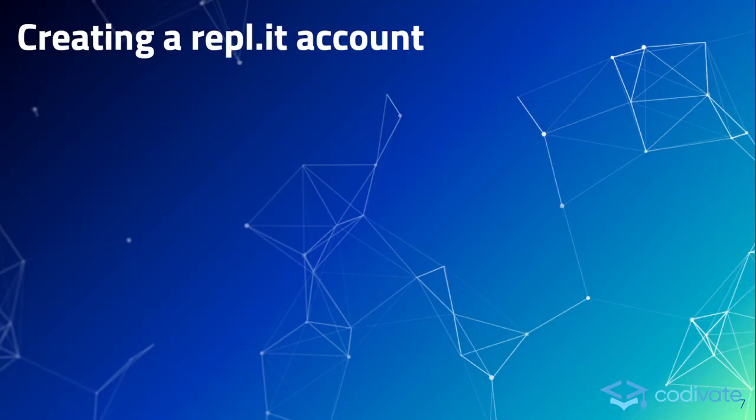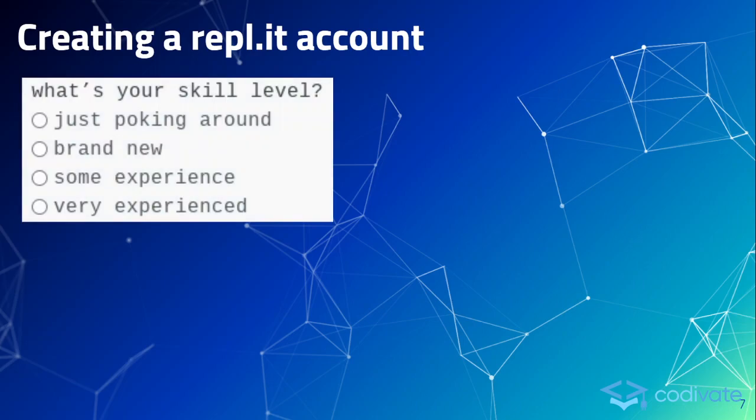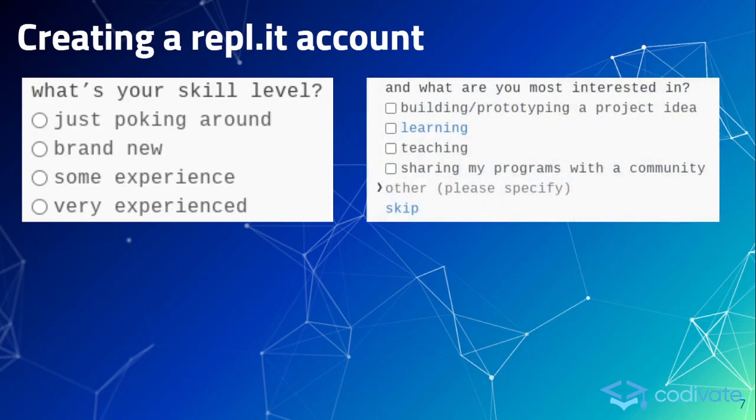Alright, let's move on to the next part of creating our Replit account. You will be asked a series of questions. The first question will ask you, what's your skill level when it comes to programming? You can choose the option that best describes you, and then press continue. The next question will ask you about interests. You can choose learning, or you can just press skip. If you choose learning, you should choose the in a school or institute option.